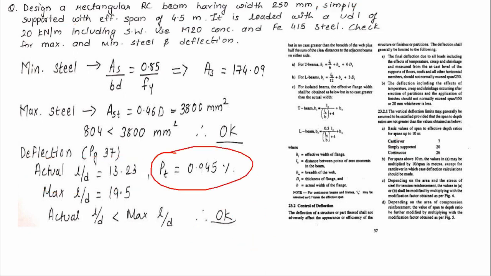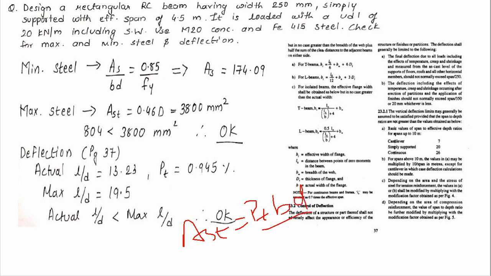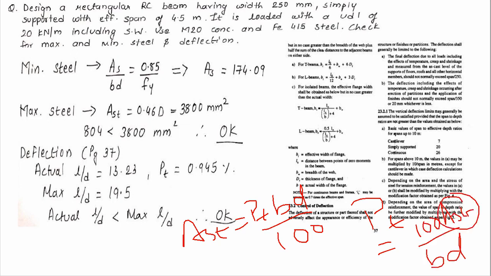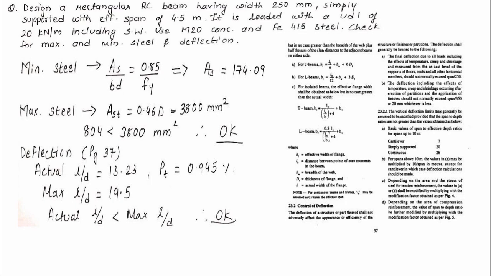PT can be calculated from the equation of AST, that is AST equal to PT BD by 100. Making PT the subject, the equation will be PT equal to 100 AST by BD. Now here AST will be substituted as the AST provided, that is 804, not the required value. Clear? B and D will be the same, AST will be just the AST provided. So from there we will be getting an answer of 0.945.